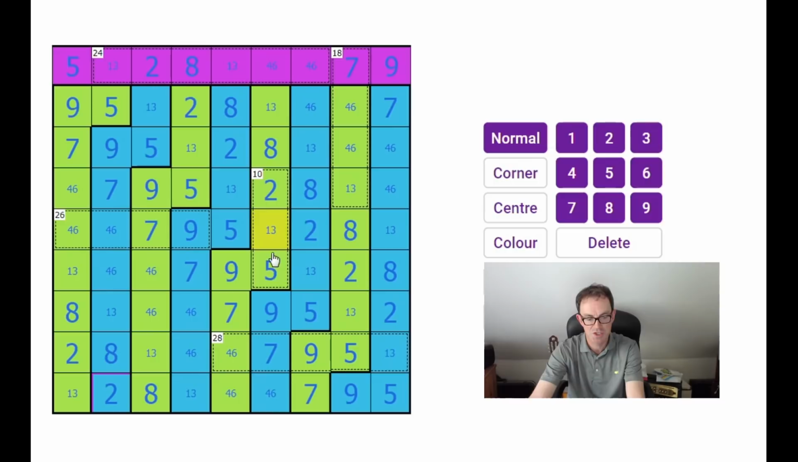Now, the 10 cage helps us out with the 1s and the 3s. This now must be the 3, which gives us these cells here. Let's make sure that we use the toroidal property. This cell must be a 3 as well, therefore. And that means all of these squares are 1.